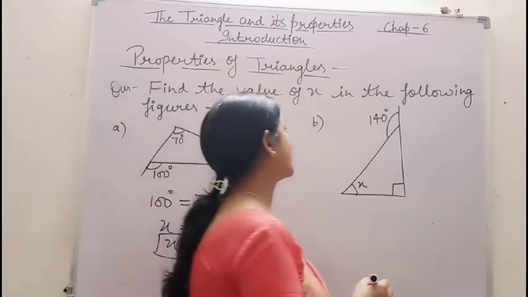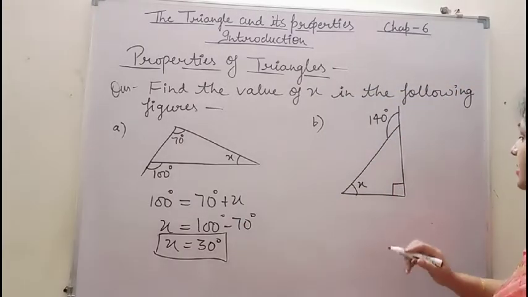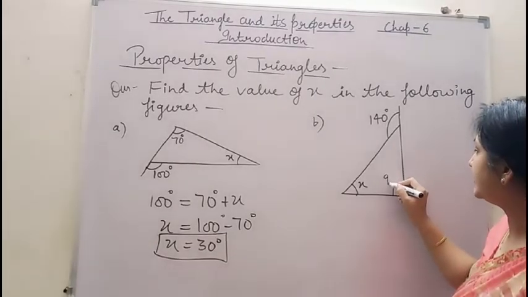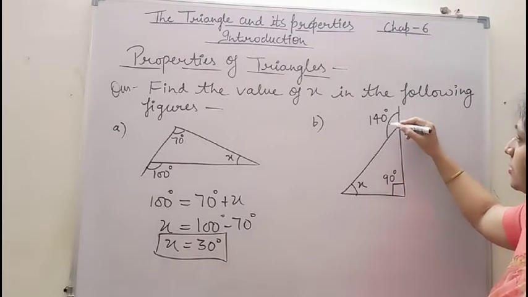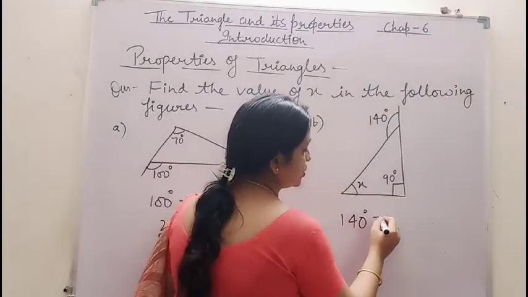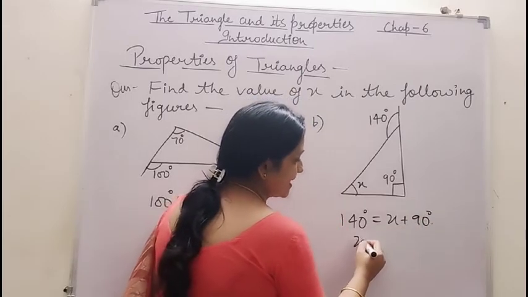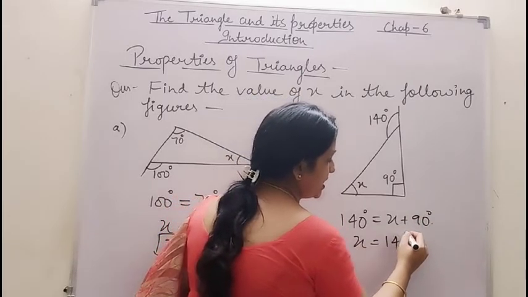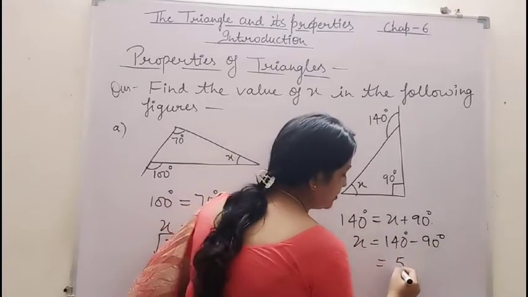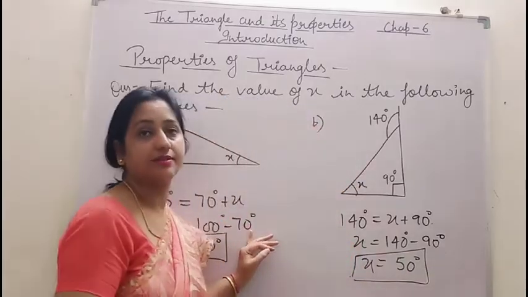Now the next part. In this triangle, the triangle is a right angle triangle. Here the value is not given, but we know that a right angle triangle has a 90 degree angle. And this is your exterior angle. So the exterior angle is equal to x plus 90 degrees, the interior opposite angles. So x is equal to 140 degrees minus 90 degrees. 140 minus 90 is equal to 50 degrees. So the value of x is 50 degrees.